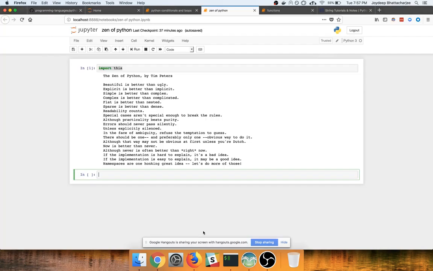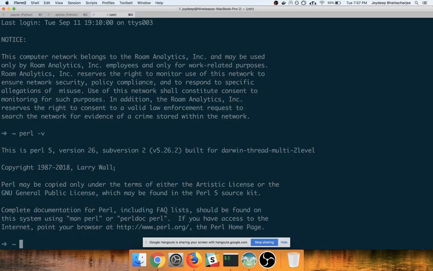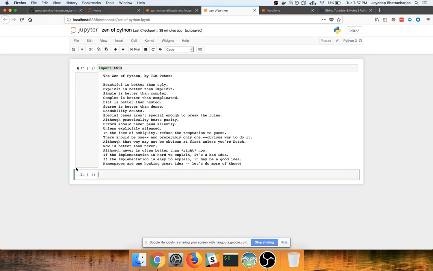So one of the central tenets of Perl by the creator of Perl, Larry Wall, was that there are multiple roads to salvation. What he meant is you should be able to choose how you want to do it. So many people agree with this one, many people don't agree with this one.